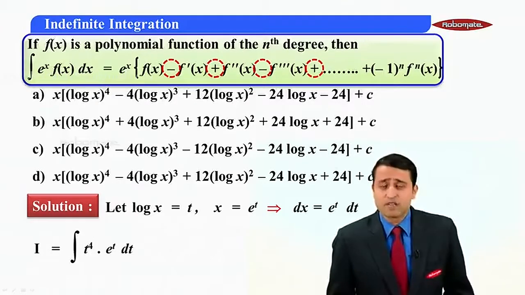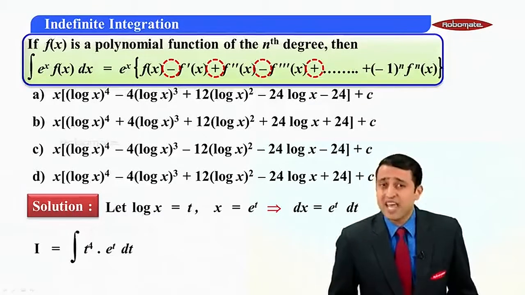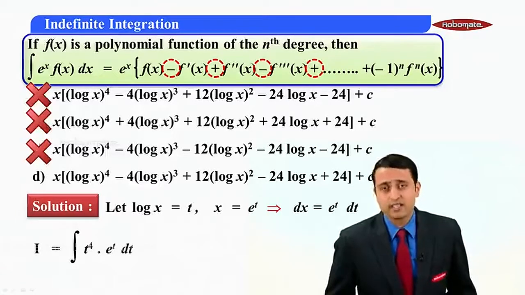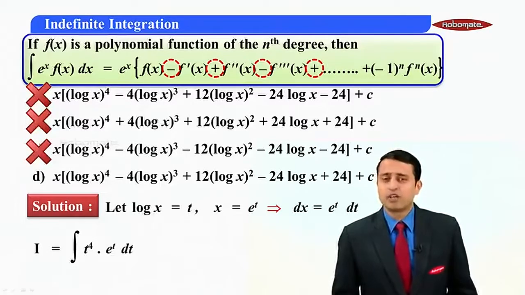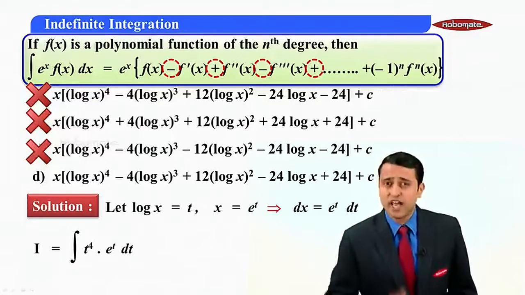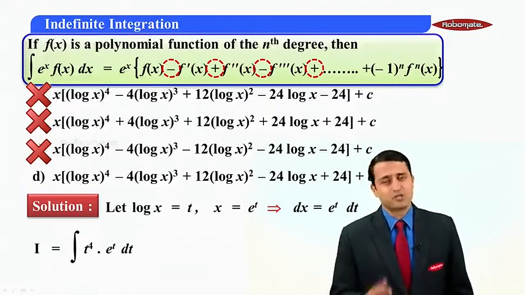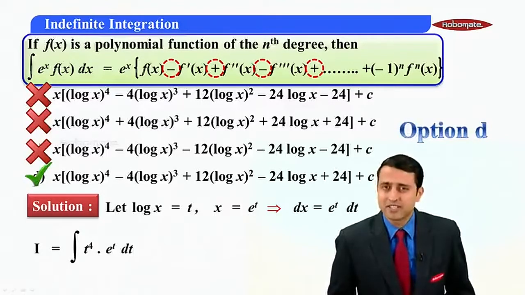There is only one option which is following the alternate plus minus pattern. Options A, B and C violate this pattern. They do not have alternate plus minus signs. There is no term in the integral which can change that. So options A, B, C cannot be the answer. So it is but obvious option D is the correct answer.